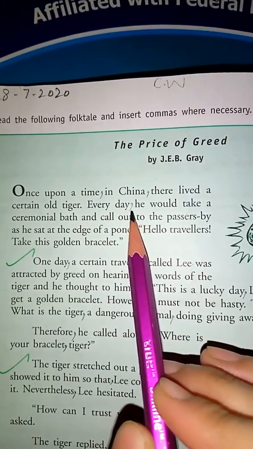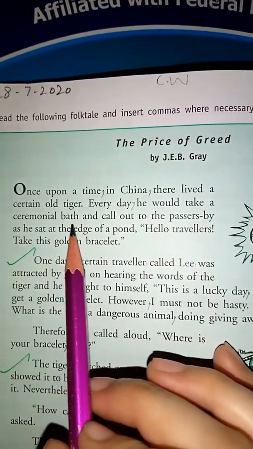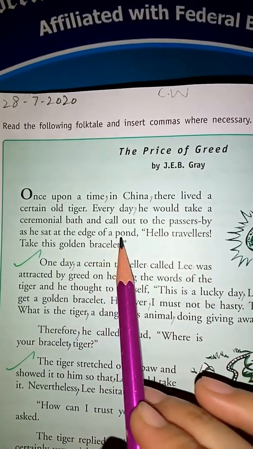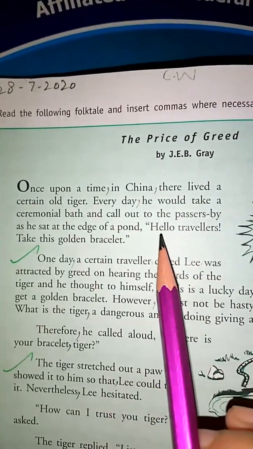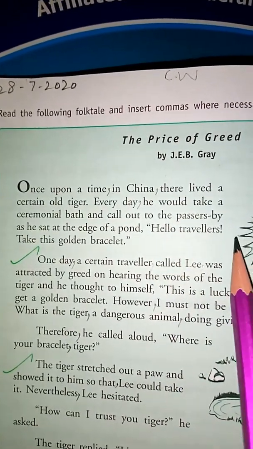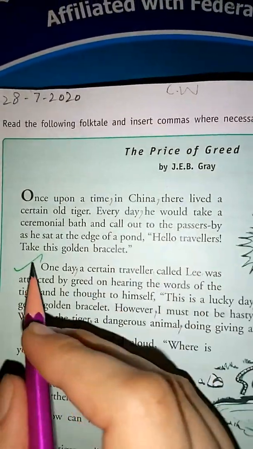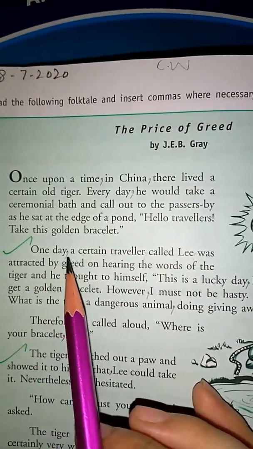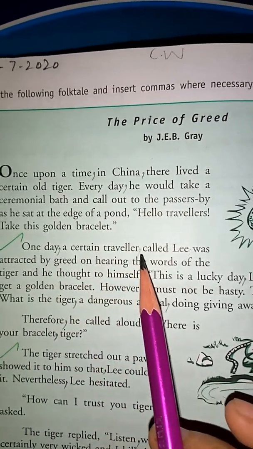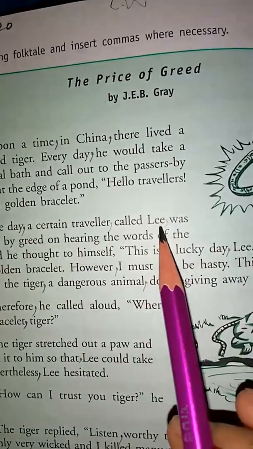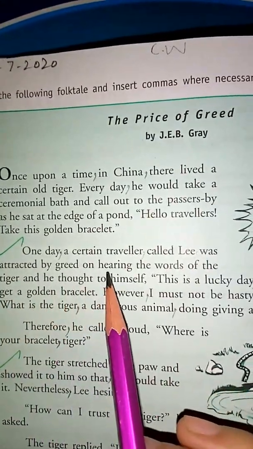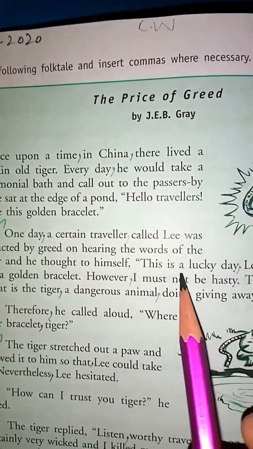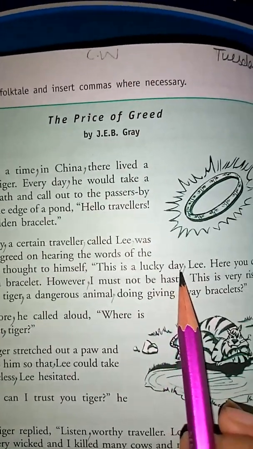Every day, put comma after it. He would take a ceremonial bath and call out to the passers-by as he sat at the edge of a pond. Okay? Hello travelers. Take this golden bracelet. Then after one day use comma, a certain traveler, after traveler use comma, called Li, use comma, was attracted by greed on hearing the words of the tiger, and he thought to himself, this is a lucky day. Li, use comma after it.